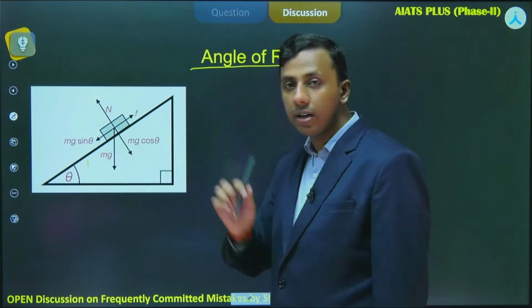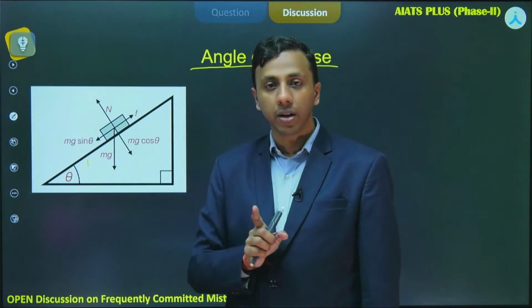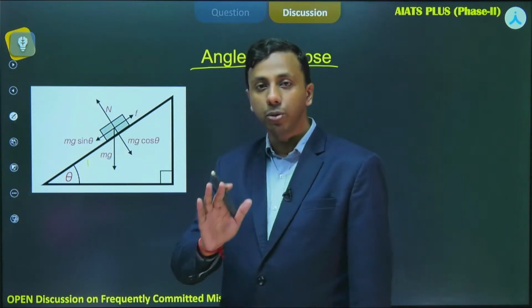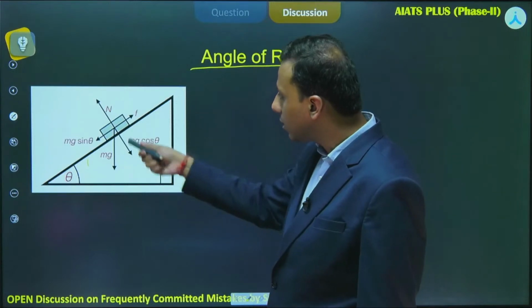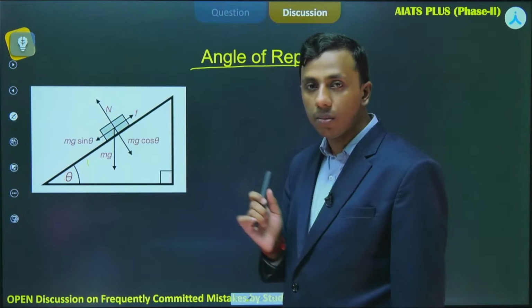If the angle of inclination of the inclined plane is theta, the force down the inclined plane on the body will always be mg sin theta. So you don't have to do any calculation, right? mg cos theta acts in this direction, and that is opposite to the normal force applied by the inclined plane on the body.